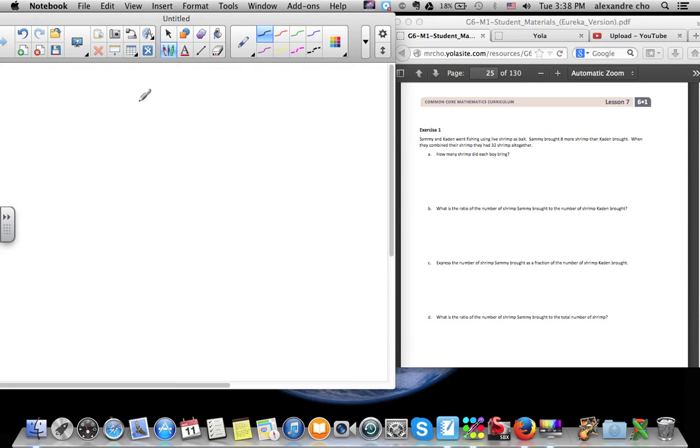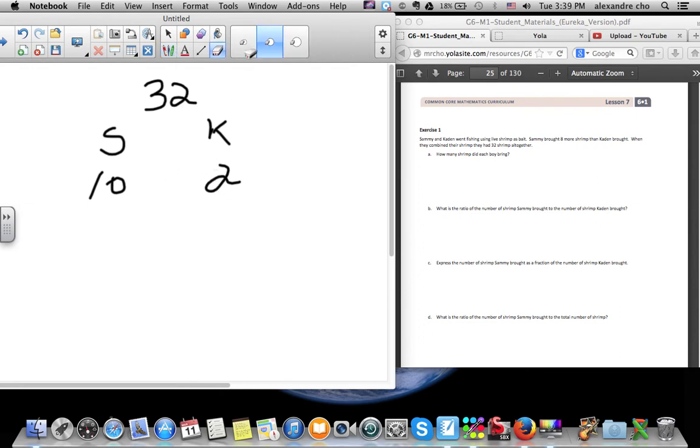Okay, so you know there's a total of 32, and then we have Sammy and Caden. Whatever they each brought, I know the total is 32. Now I have to figure out 2 numbers where the difference is 8. So let's say, for example, if Sammy brought 10, it means Caden brought 2. Why? Because the difference is 8, he brought 8 more. But obviously 10 and 2 are not the numbers because it has to add up to 32. So let's think of 2 numbers that match that.